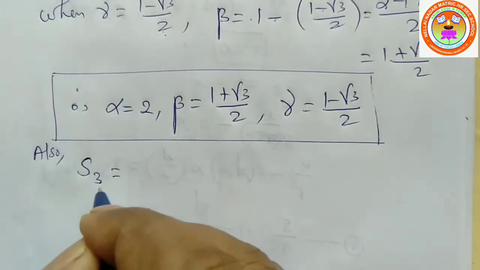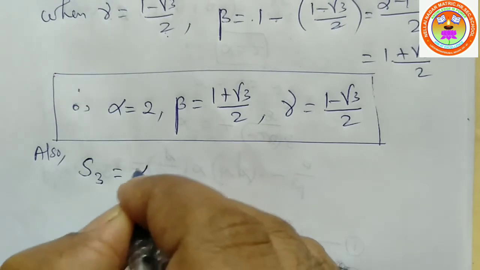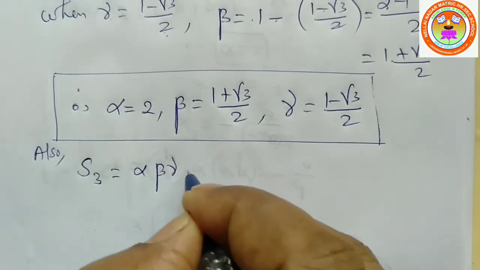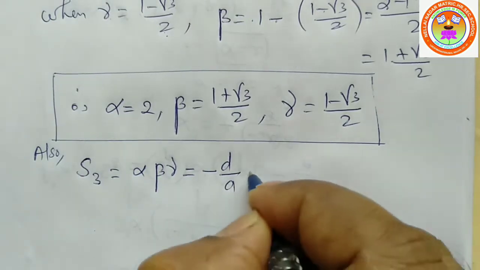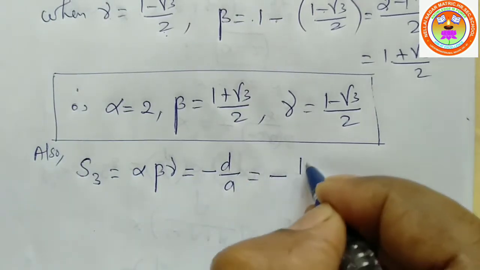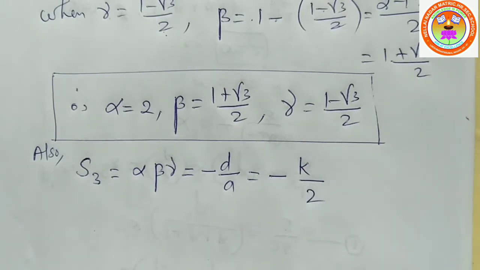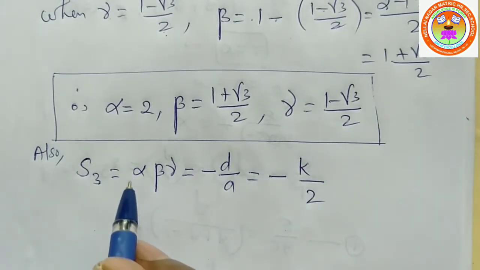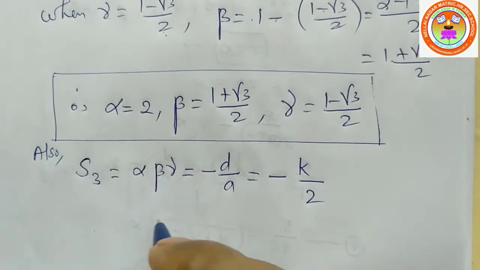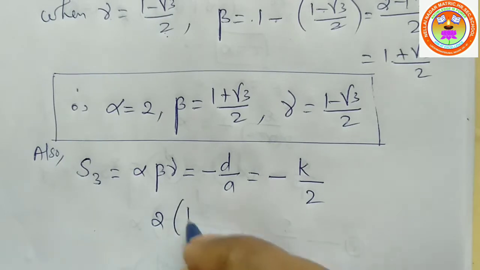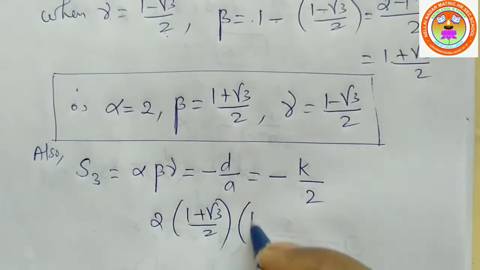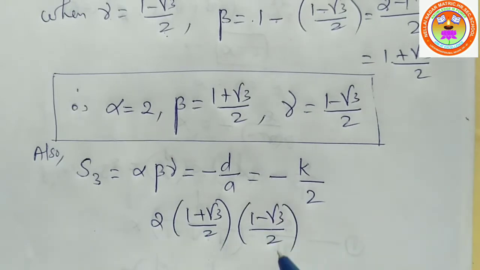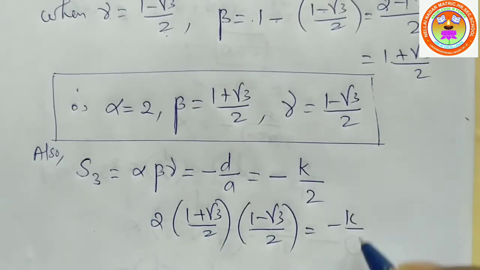S3 means the product of the 3 roots, alpha into beta into gamma, that is equal to minus d by a. That is equal to minus d; the value is k, and a is 2. Now apply the values of alpha, beta and gamma. Alpha is 2, beta is 1 plus root 3 by 2, into gamma, which is 1 minus root 3 by 2, equal to minus k by 2.